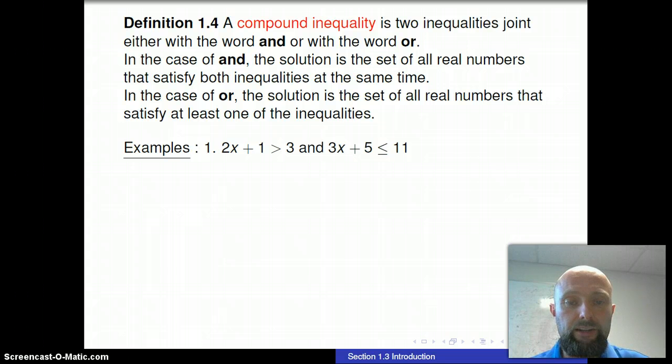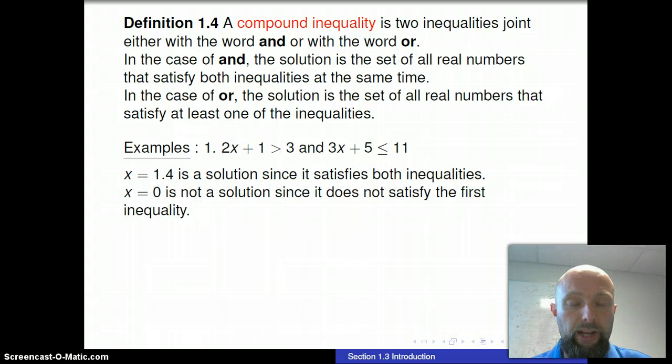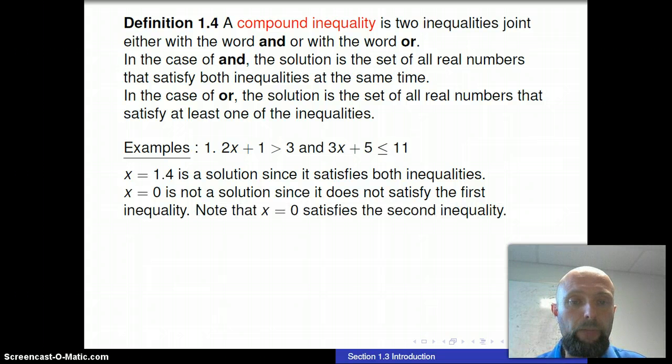2x + 1 > 3 and 3x + 5 ≤ 11. x = 1.4 is a solution since it satisfies both inequalities. But x = 0 is not a solution since it does not satisfy the first inequality. Note that x = 0 satisfies the second inequality, but that is not enough to be a solution. It needs to satisfy both inequalities because we have an "and" inequality.